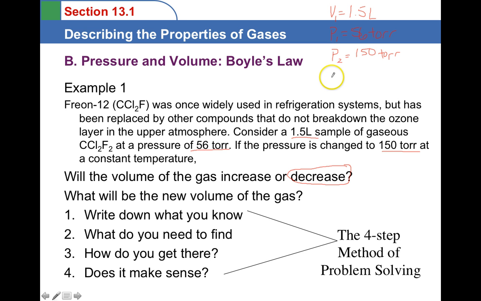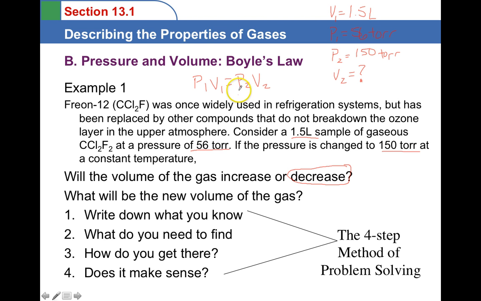What do I need to find? I'm being asked to find what will the new volume of the gas be. So that's going to be V2, and V2 is what I'm looking for. How am I going to get there? The formula that I'm going to use is Boyle's law. P1 times V1 is equal to P2 times V2. I know P1, V1, and P2. V2 is the thing I'm looking for, so I need to isolate that.